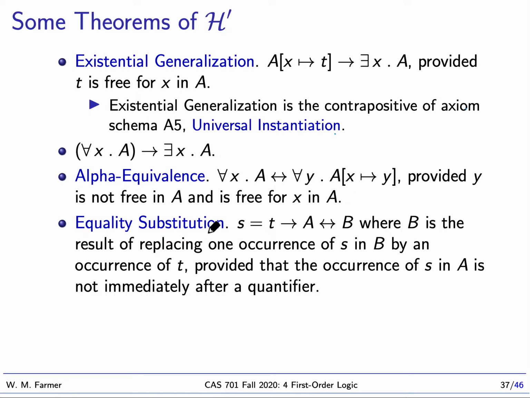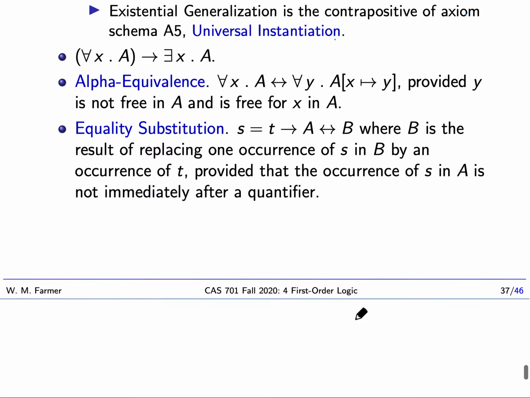And then finally, the last example is equality substitution. If we know that S equals T, and then we have a formula A, and we replace one occurrence of S with T, and then get the formula B, then we know that A and B are equivalent. And of course, that's provided that the occurrence of S is not the variable that comes immediately after a quantifier. Okay, so that's a quick overview of a Hilbert-style system for first-order logic.